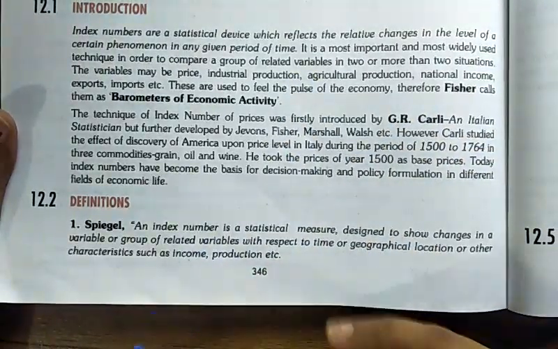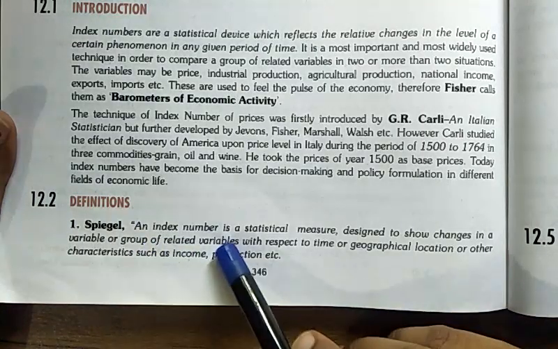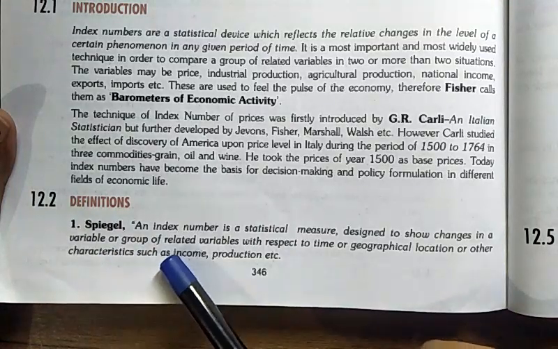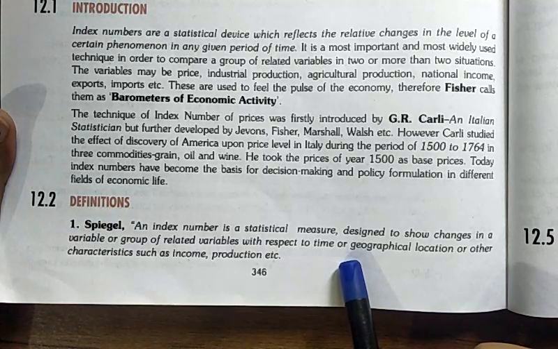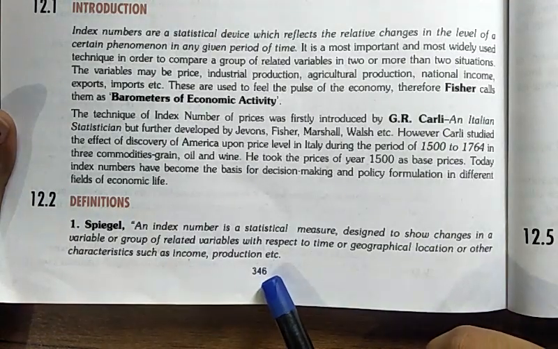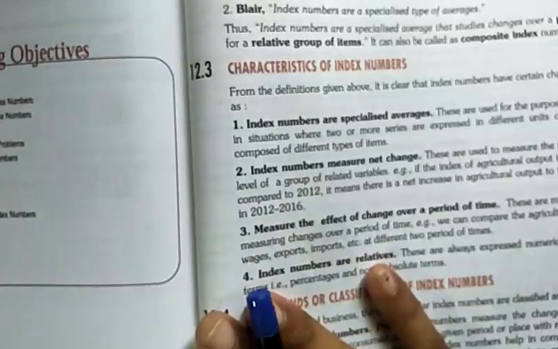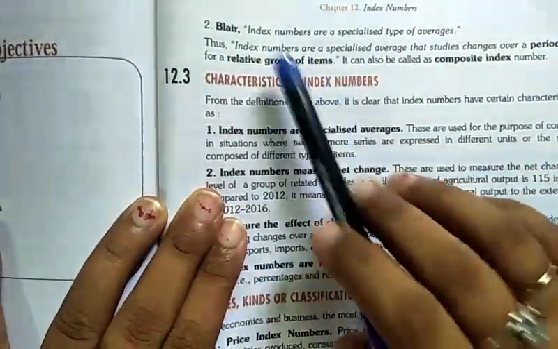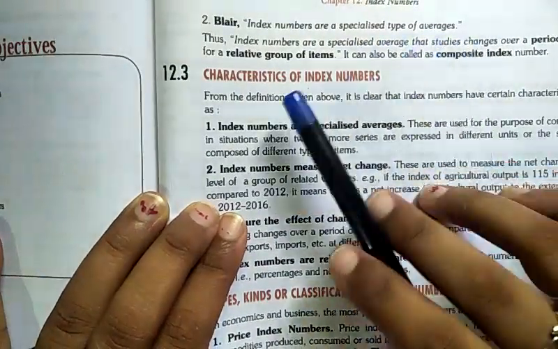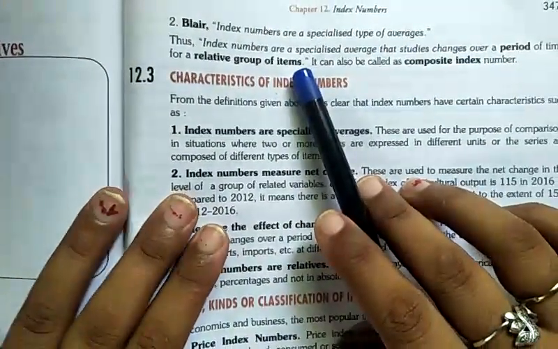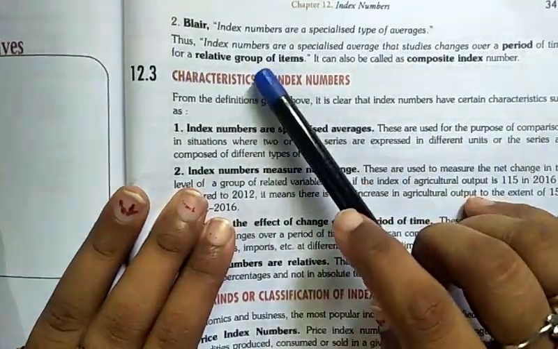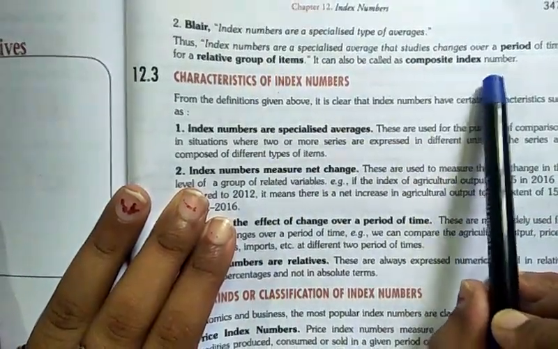Next is the definition. According to Spiegel, an index number is a statistical measure designed to show changes in a variable or group of related variables with respect to time, geographical location, or other characteristics such as income and production. According to Blair, index numbers are specialized types of averages. These averages are compared with the previous years to calculate the change. Thus index numbers are specialized averages that study changes over a period for a relative group of items. It can also be called a composite index.